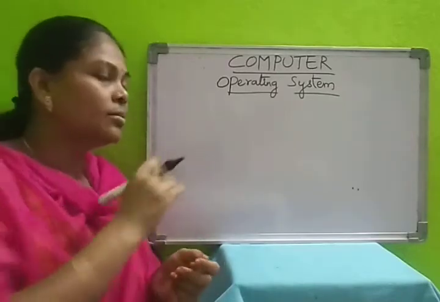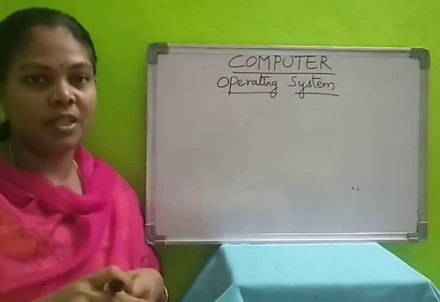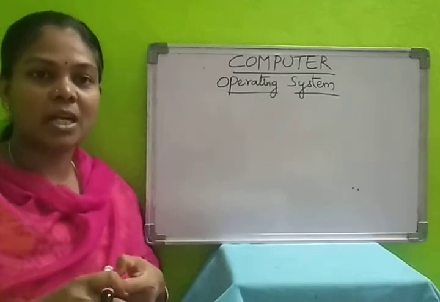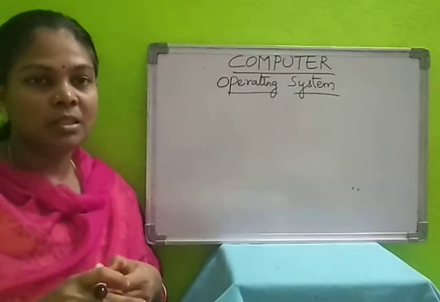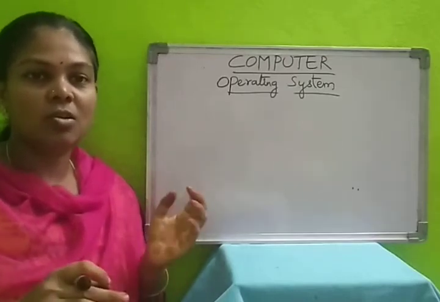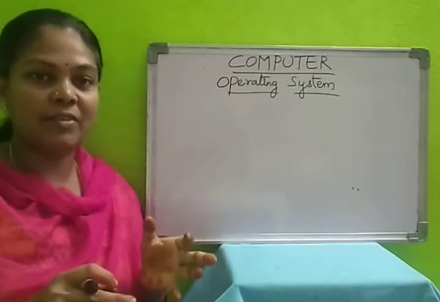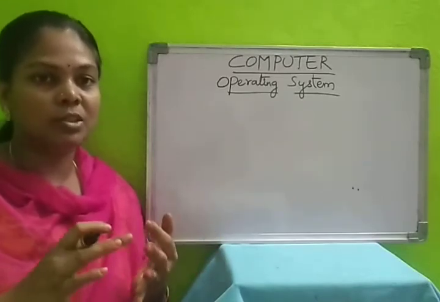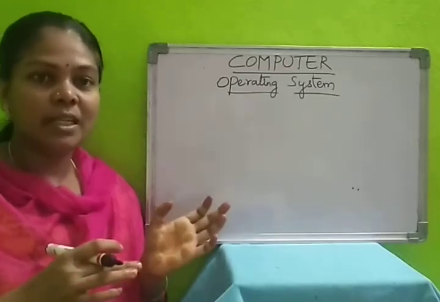Before learning about this, we have to know what hardware and software are. Hardware means the parts you can see and touch. You can touch and feel those parts. That means all the devices you connect to the computer come under hardware, like keyboard, mouse, monitor, printer. All those are hardware devices.